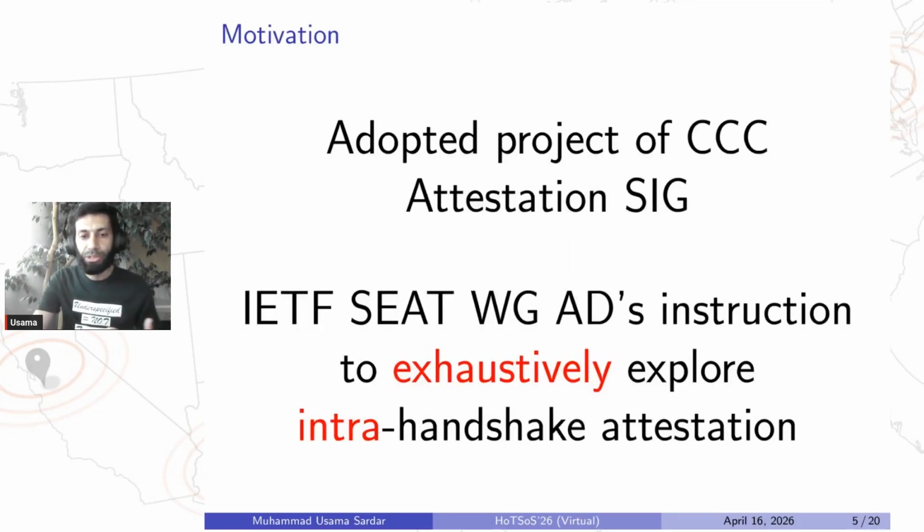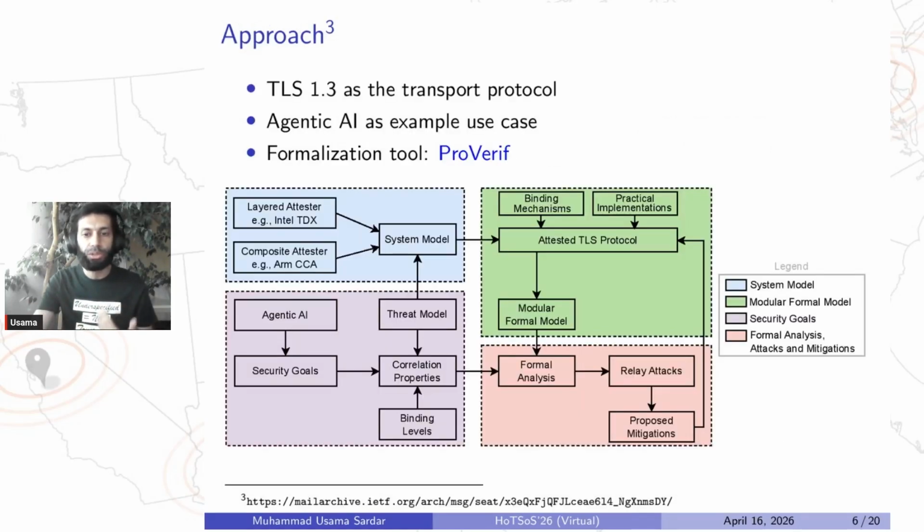So this was the motivation that we started with. We took all the implementations and we looked at and followed this approach, which is namely TLS 1.3 as a transport protocol, and then agentic AI as the example use case. On the left top in the figure, you see the layered attester and composite attester. So both are in scope.